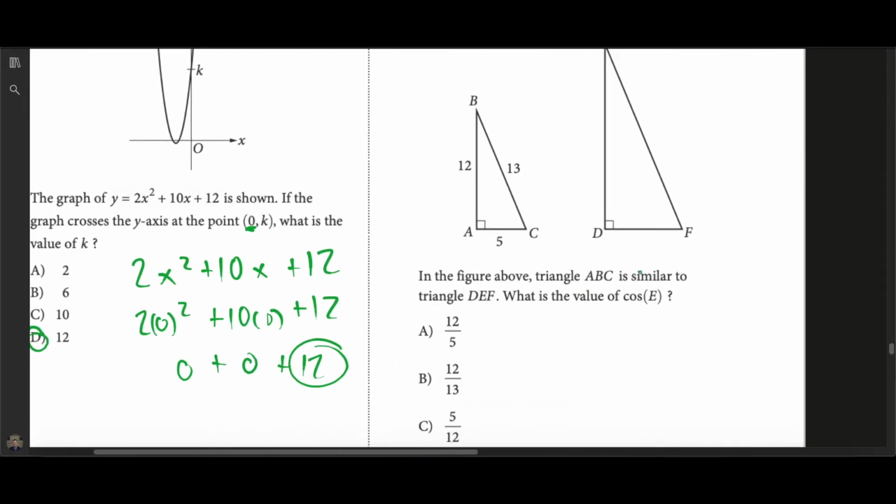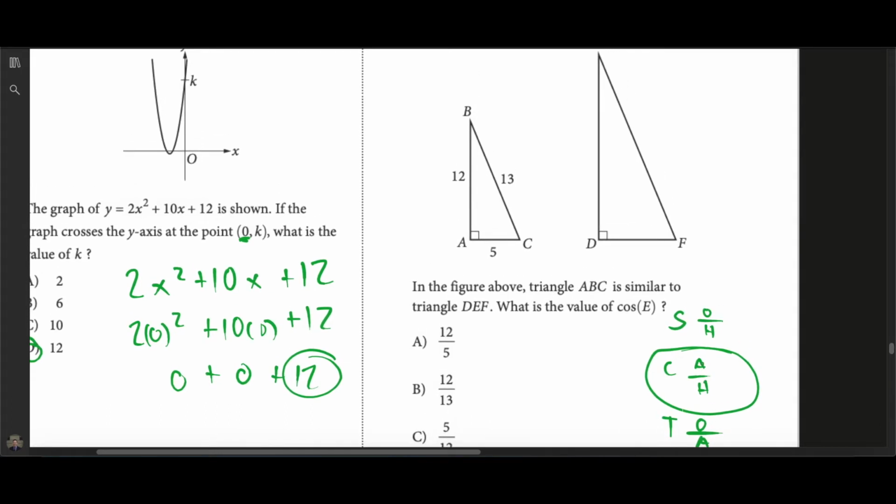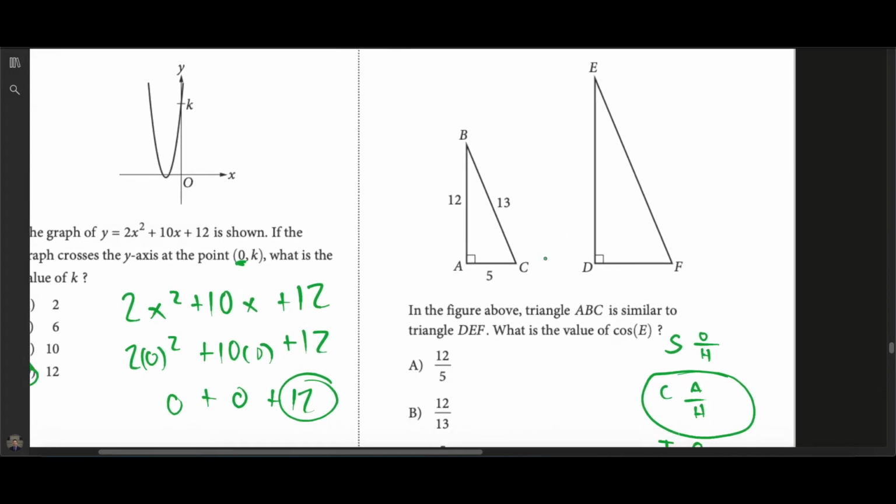In the figure above, triangle ABC is similar to triangle DEF. What is the value of cosine of E? Okay, so we're dealing with sine, cosine, tangent. So you have to remember SOHCAHTOA. All right. So we're working with cosine. Cosine is adjacent over hypotenuse. And since these are similar, that means they're going to have the same ratios. They're not going to be the exact same size. So you can't say that this is 12 or 13 or this is 5 or anything like that. But they will be the same ratios. And since SOHCAHTOA works mainly with ratios and fractions, basically you can use the same one for either triangle.